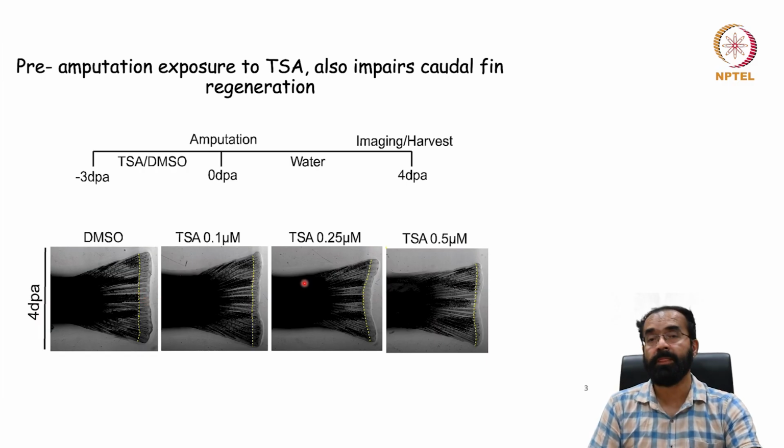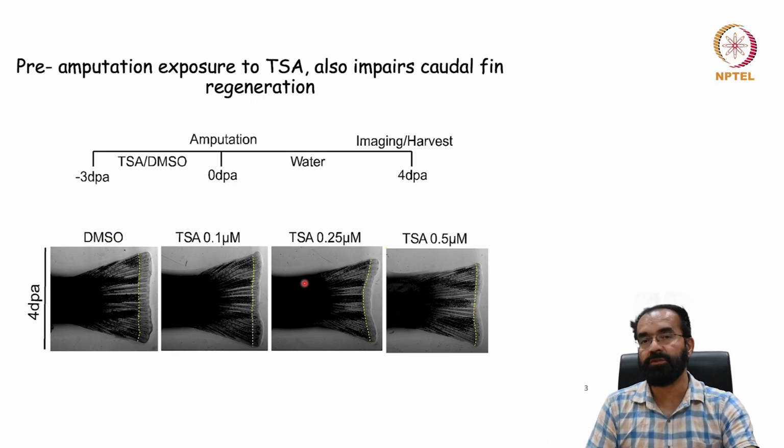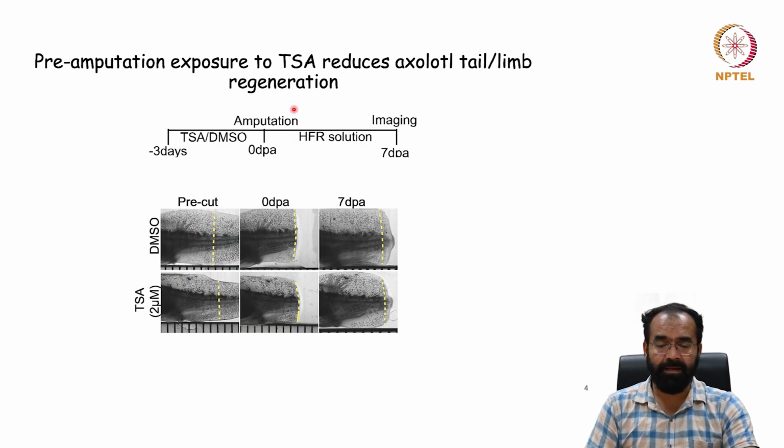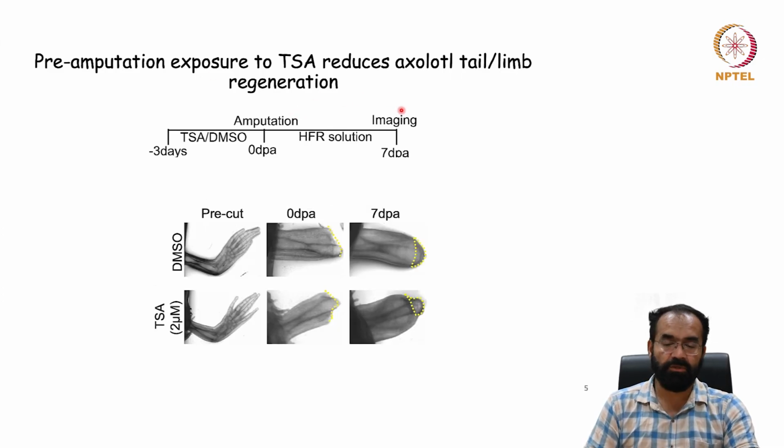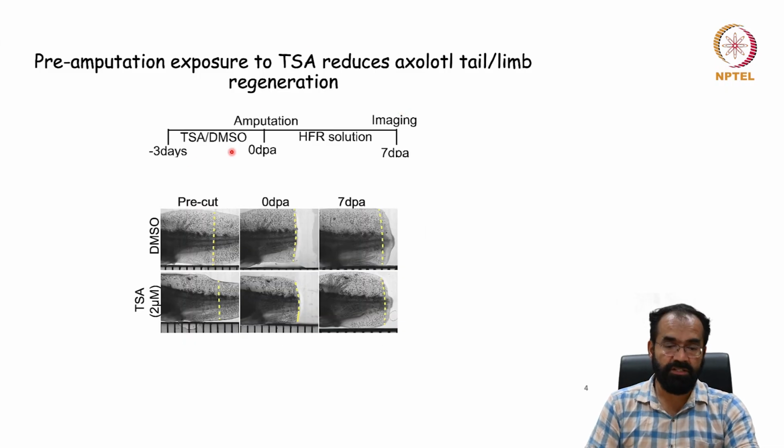So what it tells you is that even if you block the HDAC much before the amputation, you do not get an efficient regenerative response. And the same scenario you get for axolotl tail and limb. Both of them you see. The procedure is the same, -3 days to 0 day, and then put them in HFR solution, which is a normal solution in which the axolotl is kept. So this is the pre-cut scenario, and this is 0 dpa. In this pre-cut scenario, the animal is exposed to TSA. Here it is DMSO, whereas here it is TSA. Keep that in mind.